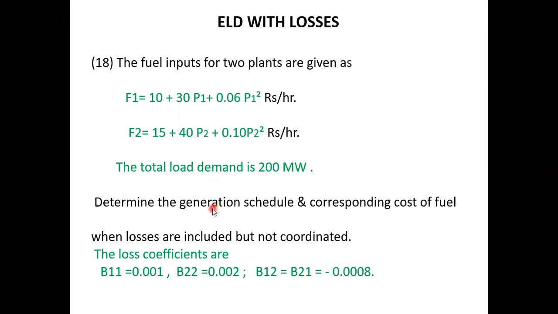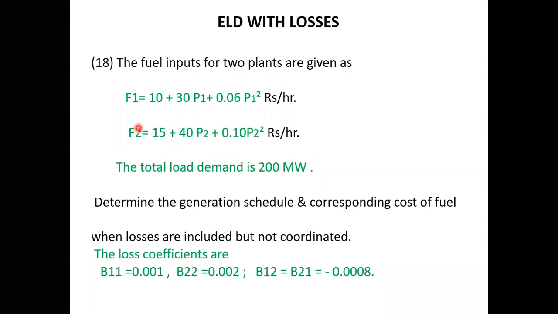In order to find out the generation schedule, P1 and P2. And they have given the loss coefficients also. So how to find out the generation schedule? And we know demand also. So the basic formula is dF1 by dP1 is equal to dF2 by dP2. So when you do the derivative with respect to P1, you will get the incremental fuel cost for the first one. Similarly for power plant 2. Equate these two, you will get one equation.